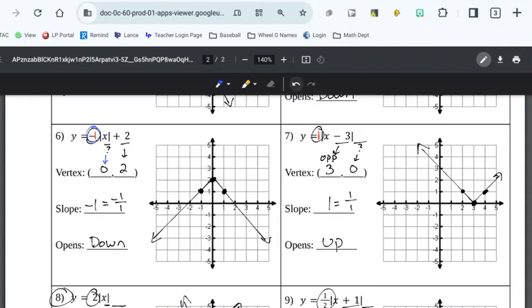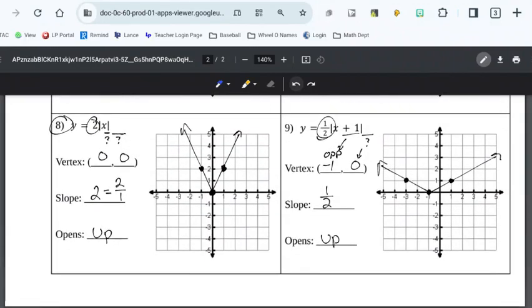Number 7. The value for h is the opposite of -3, which is +3. And then there's nothing on the outside here for k, so it's just 0. And then we have our slope is +1. Positive means our graph will open up.